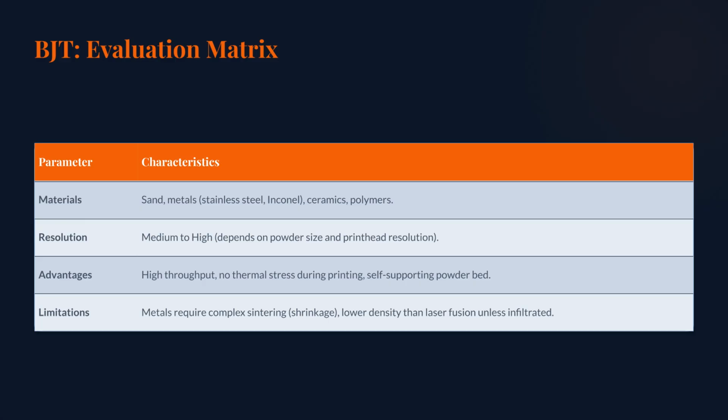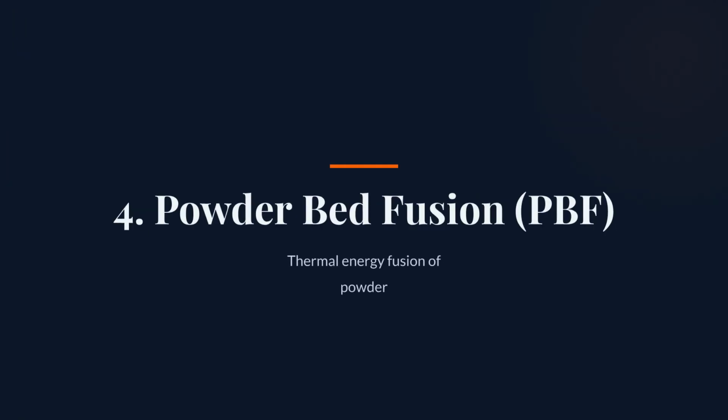This matrix outlines key parameters for binder jetting, noting its high throughput and lack of thermal stress, offset by the need for complex post-processing for metal parts. Moving to our fourth category, powder bed fusion, or PBF. This process relies on thermal energy to fuse powder particles into solid structures.